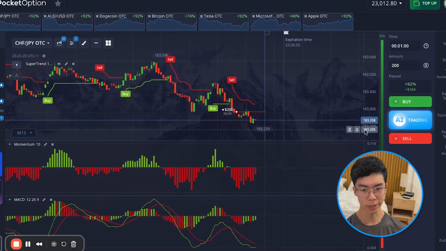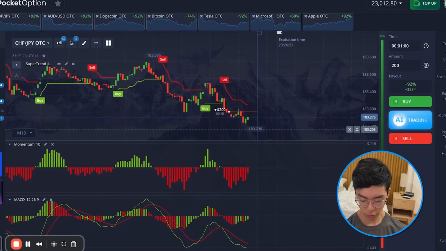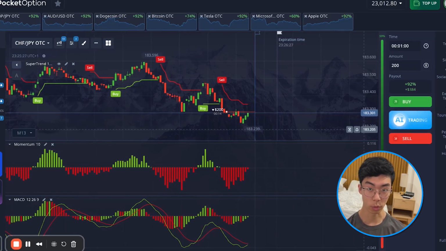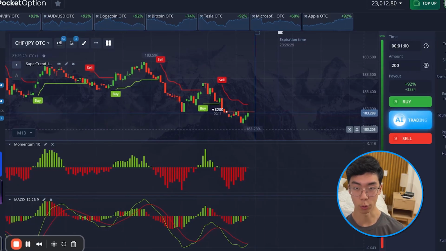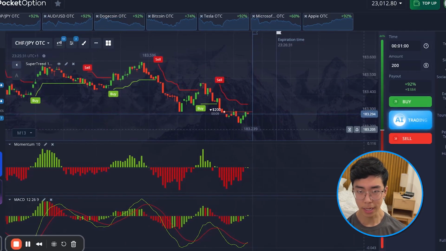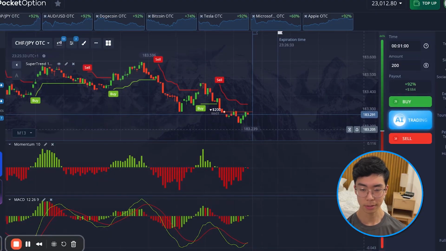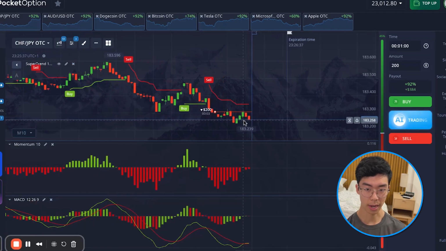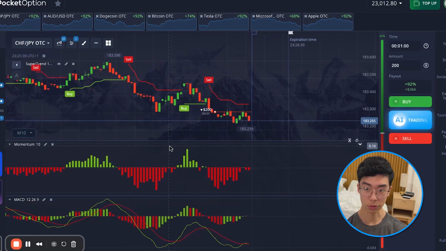And of course, don't be upset if you lose a trade. If you lose a trade, that's no biggie. It's a 60 to 70% win rate. That means you'll lose about 30 to 40% of trades. And some days you might lose a little bit more, just depending on your luck, honestly. So let's see right here. And sure enough, we won this trade.